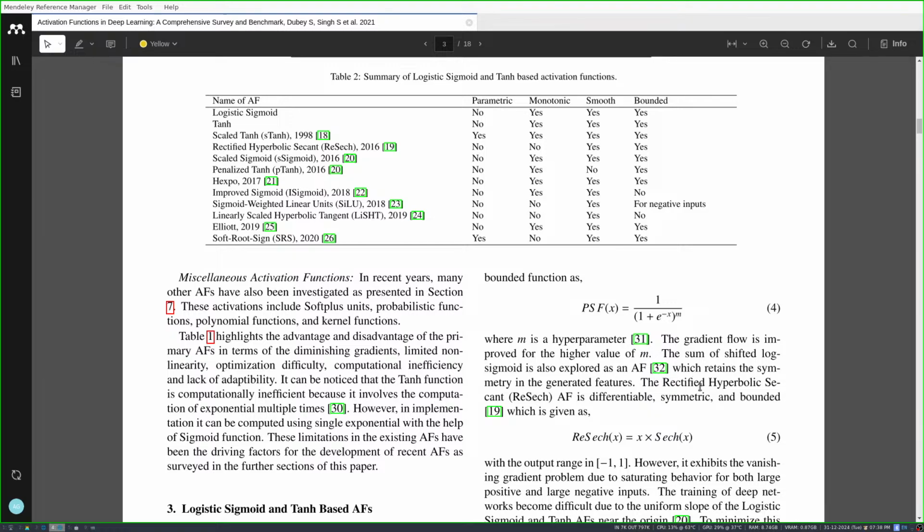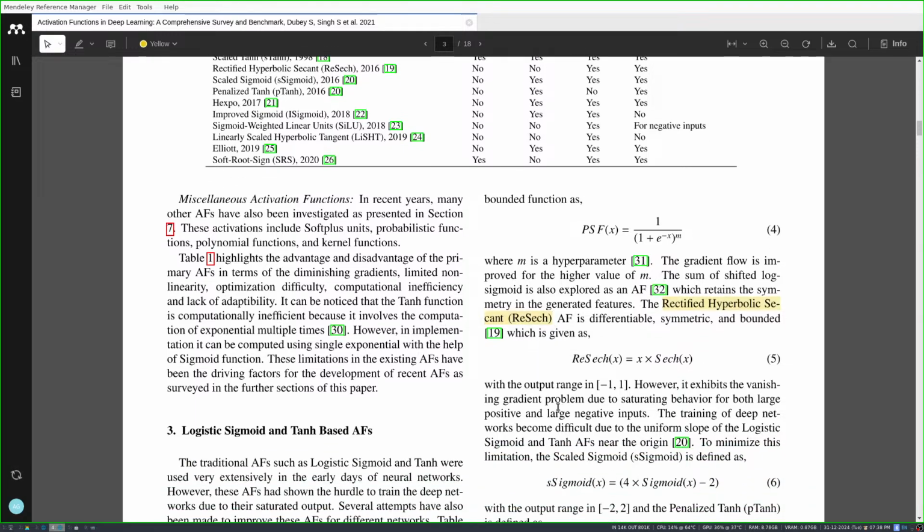Rectified hyperbolic secant activation function is differentiable, symmetric and bounded in output. However, it exhibits the vanishing gradient problem. The training of deep networks becomes difficult due to the uniform slope of the second segment.